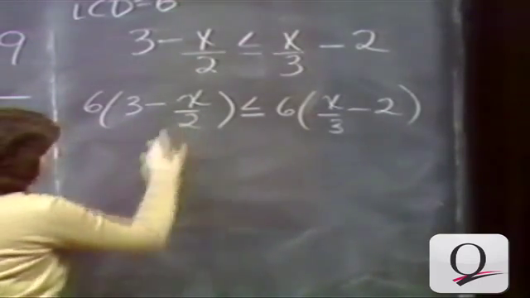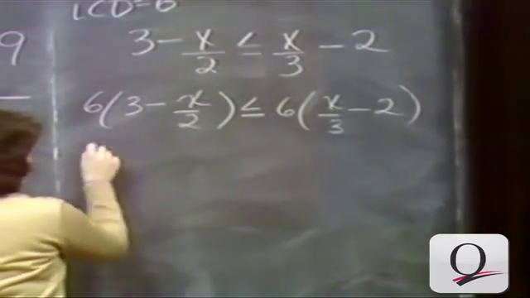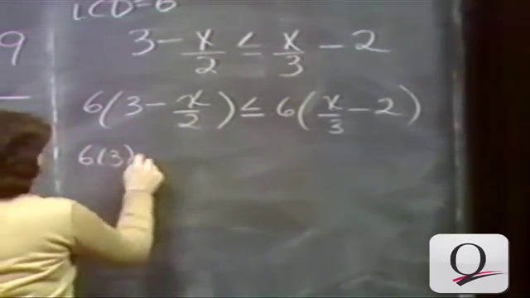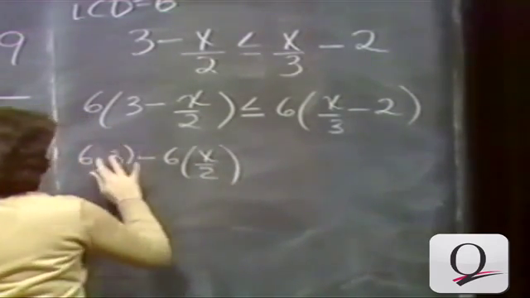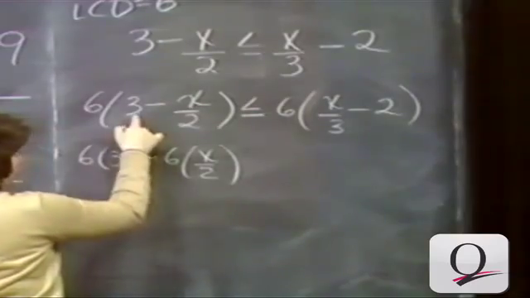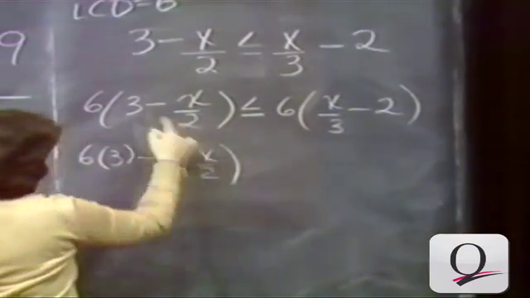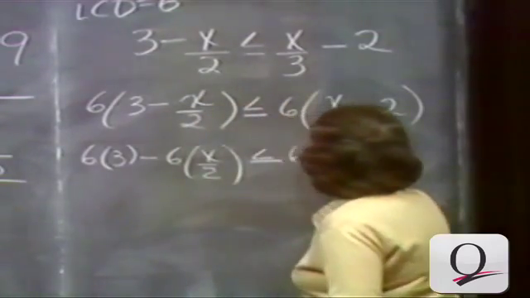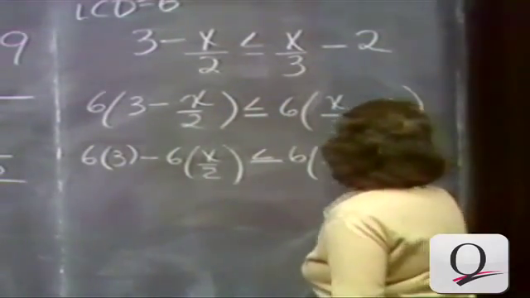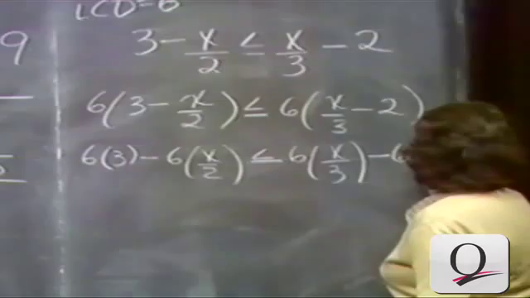Now we're going to use the distributive law. We're going to have here 6 times 3, take away 6 times x over 2. Don't forget you have to multiply the 3 by 6 and also the x over 2 by 6. Less than or equal to 6 times x over 3, take away 6 times 2.